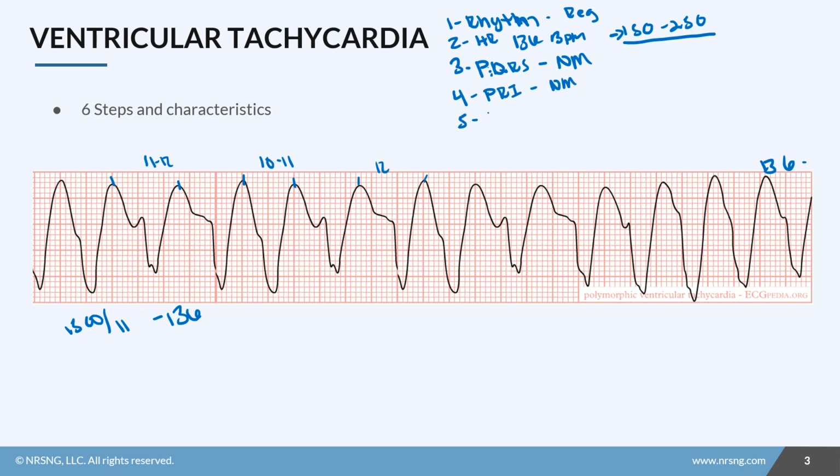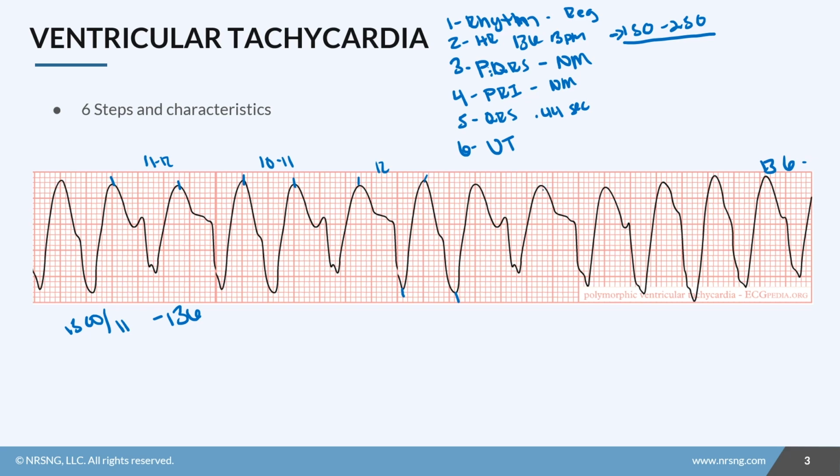Step number 5, let's do the QRS complex. So let's do this one. From here to here, we have about 5, 10, we can say about 11 boxes. So it would be about 0.44 seconds. So the QRS complex is usually wider in ventricular tachycardia. And in step 6, we identify the rhythm, which is VTach.